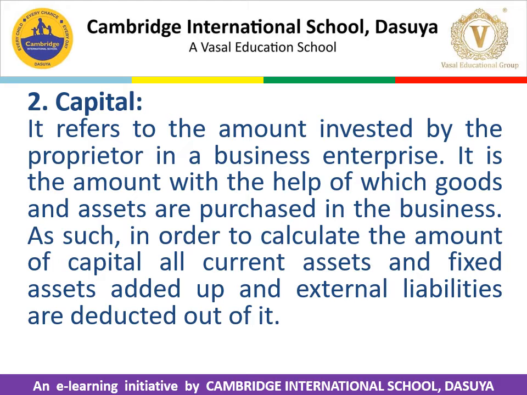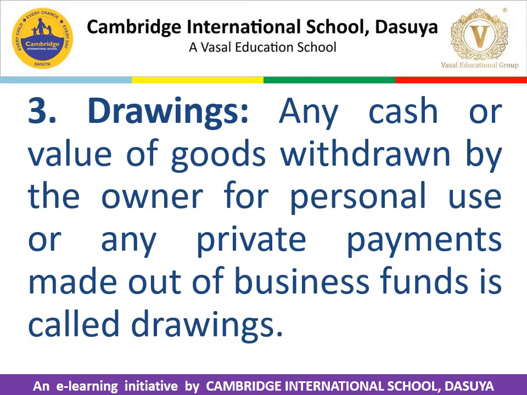Capital is the amount invested by the owner, by the proprietor, into the business enterprise. It is the amount with the help of which goods and assets and other collaterals are purchased in the business. Next accounting term is drawings. Drawings means any cash or value of goods withdrawn by the owner, by the proprietor, for his personal use, or any private payments made out of business funds is called drawings.